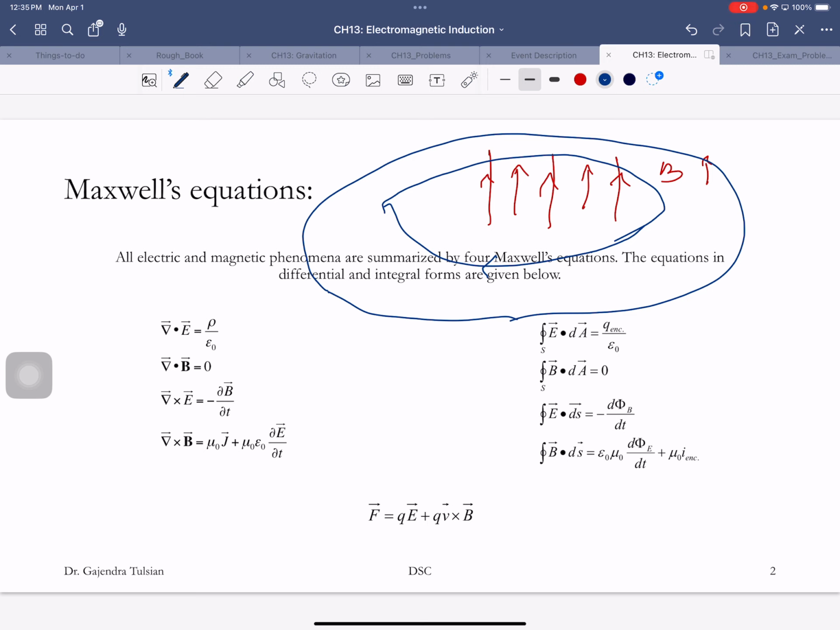Stick your right hand out. If the magnetic field points in the direction of your thumb, your fingers wrap around like that, the electric field is in the opposite direction. That's what that minus sign is.